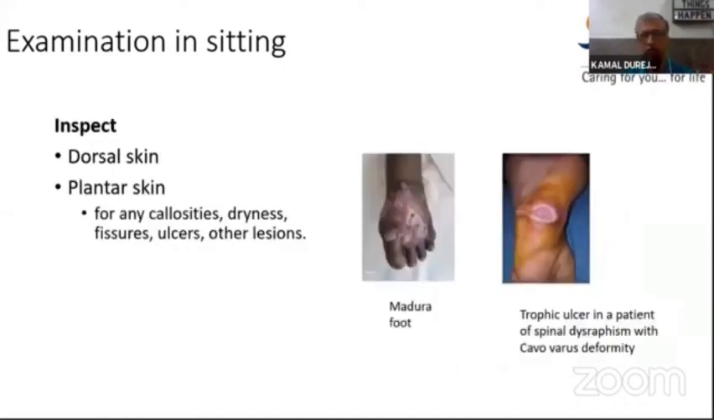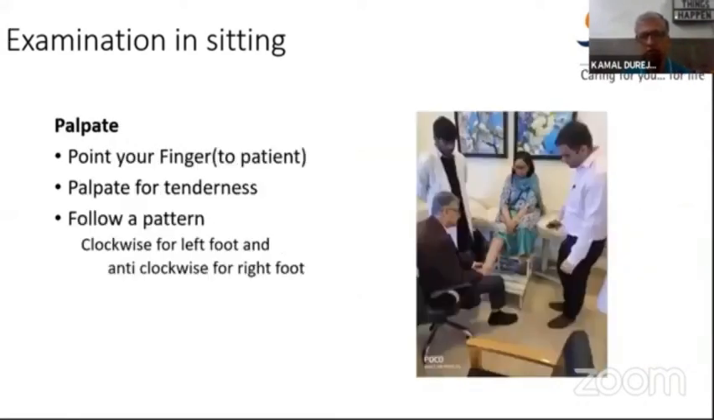What are we doing first? First thing is inspection. We are inspecting the skin for any swellings, any ulcers. We are not only seeing the dorsal skin, we are seeing the plantar skin, which may sometimes show you a trophic ulcer, as would happen in spinal dysraphism with the cavovarus foot. So all these lesions are to be noted.